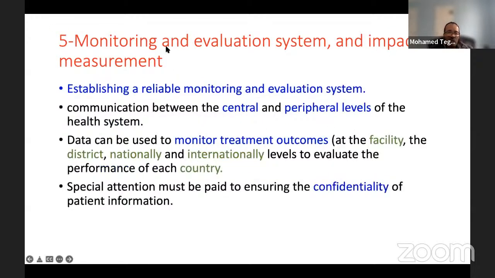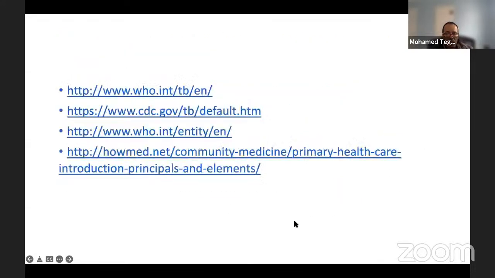The fifth component here would be the monitoring and evaluation of the system, with different levels of coordination: the regions, as well as district, national coordination, as well as international, and then a mechanism to evaluate the progress and finding ways to fix any problems as soon as they appear. So this is just a brief presentation about TB and the DOTS program.